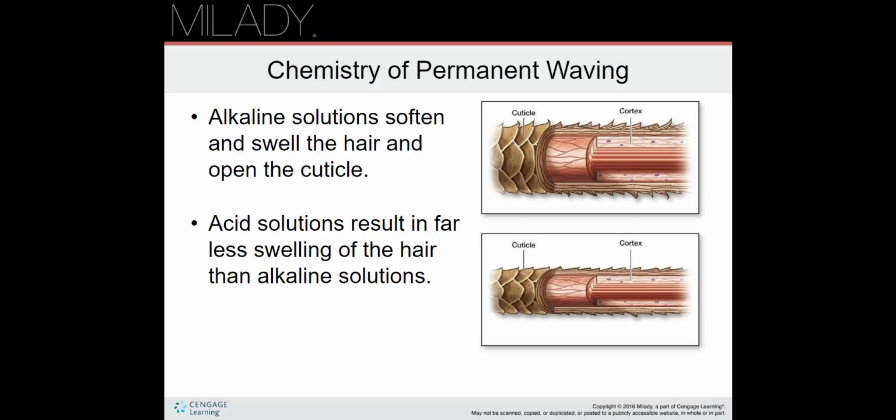So the chemistry of permanent waving. Okay, so we have alkaline solutions. Alkaline solutions are stronger than acid solutions. Alkaline solutions soften and swell the hair, and they open the cuticle. And acid solutions result in far less swelling of the hair than alkaline, because alkaline is stronger than acid. And you can see how much more the cuticle is open on the alkaline solution. It's blown way open. And on the acid solution, it's just open a little.